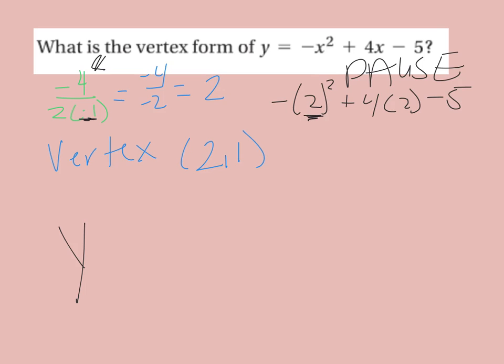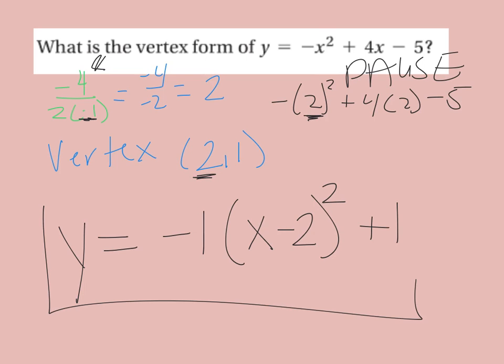So when I'm writing my vertex form, my a again does not change, so I'm still going to have a negative. You can just write a negative, or you can put negative 1. It does not matter. They're the same thing. In my vertex, my x is a positive 2, so I have to make sure to write minus 2 inside, squared, and I went up 1. So this right here is my final answer.